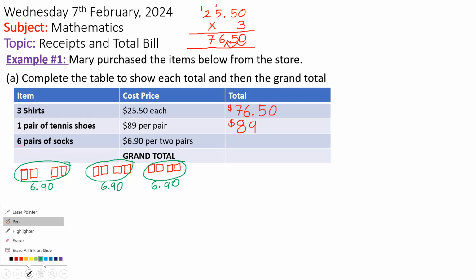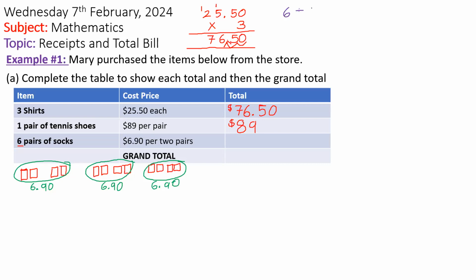So just like you all said, the first thing we have to do is take 6 and divide it by 2. Why 2? Because it's $6.90 for 2 pairs. Very good. So 6 divided by 2 gives us 3. That tells us how many groups we have. And we're going to take that 3 and multiply it by $6.90.